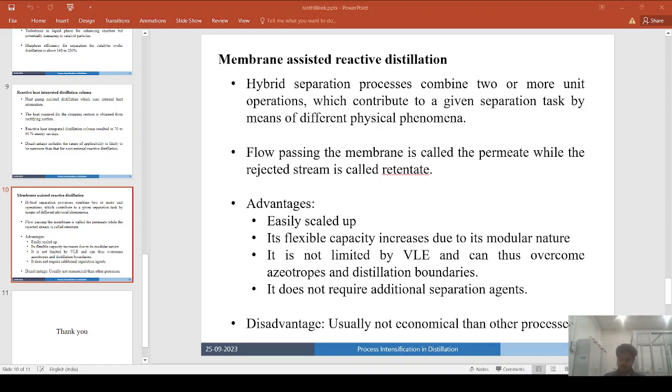to intensify the process overall. So here you are combining the reactive distillation, where the separation task is distillation, and you are incorporating another task on top of it, which is membrane separation, to get membrane assisted reactive distillation. Now they are integrated such that the synergistic effect allows overcoming the limitations of the individual unit operations.